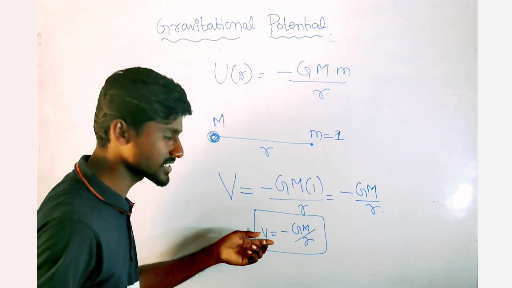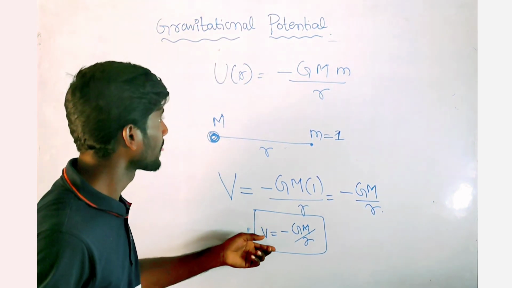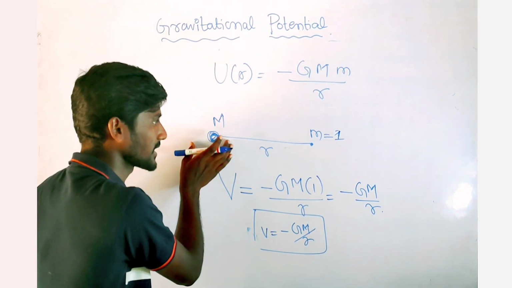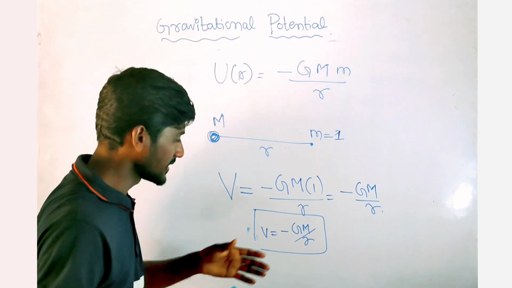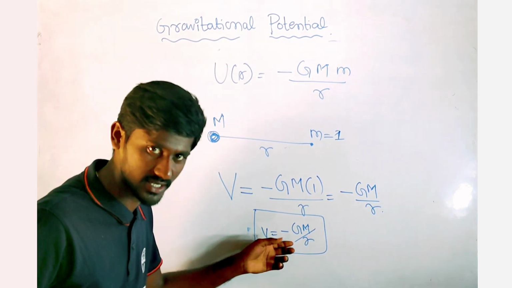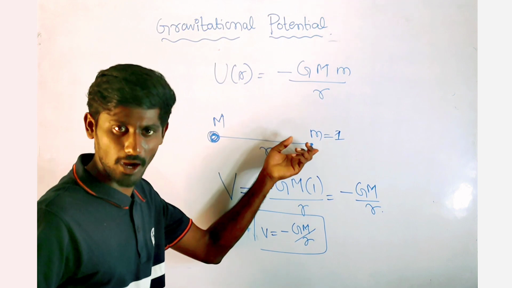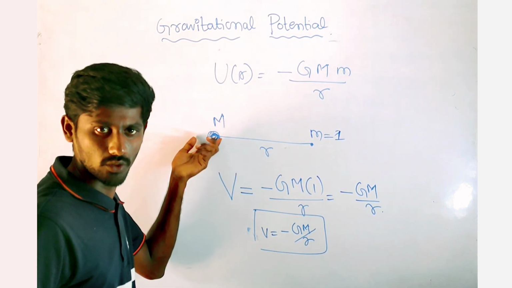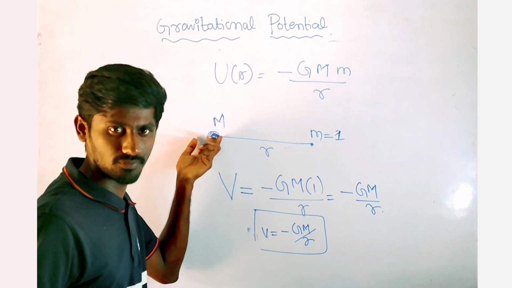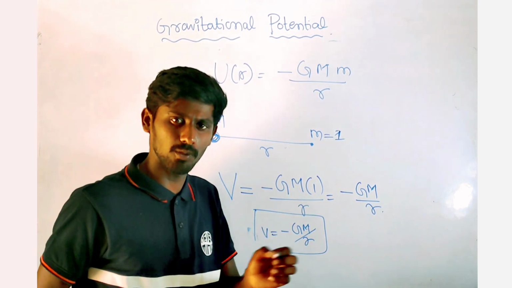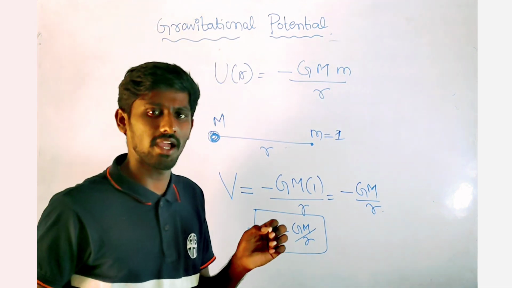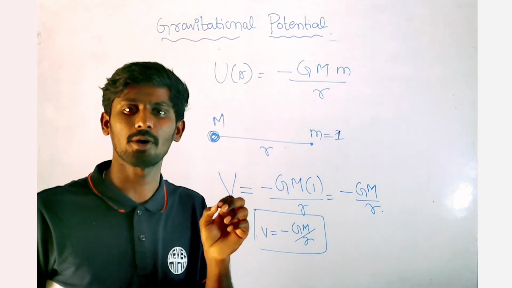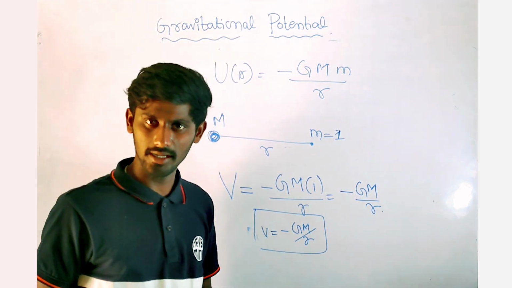So this expression gives the potential at a point which is at a distance of R due to the point mass capital M. Okay, this is the expression for the gravitational potential at a point P which is at a distance of R from the center of this point mass capital M. Okay, in simple words, we can define gravitational potential as the gravitational potential energy per unit mass, right?